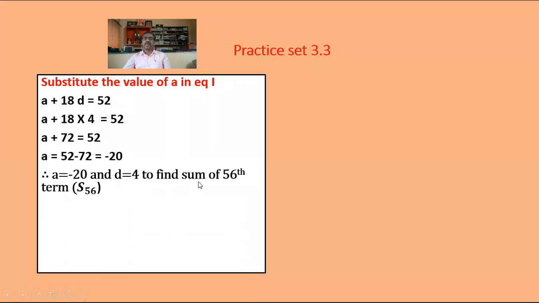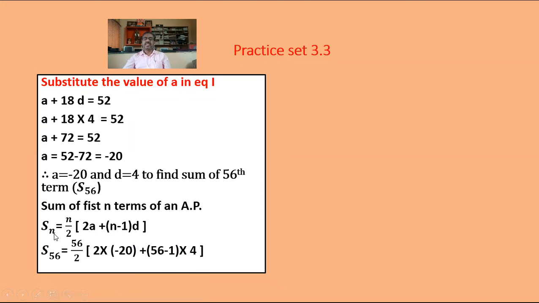To find the sum of the first 56 terms, by using the formula for the sum of the first n terms of an arithmetic progression, Sn is equal to n upon 2 in bracket 2a plus n minus 1 multiply d. Substitute the values. S56 is equal to 56 upon 2 in bracket 2 multiply minus 20 plus 56 minus 1 multiply 4.